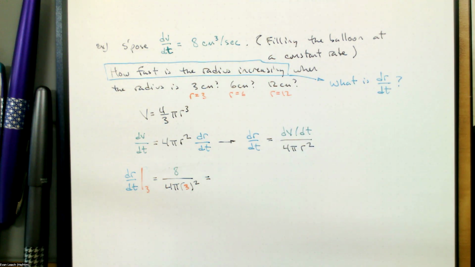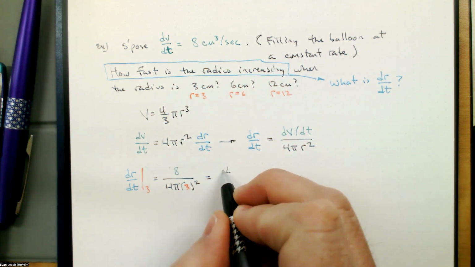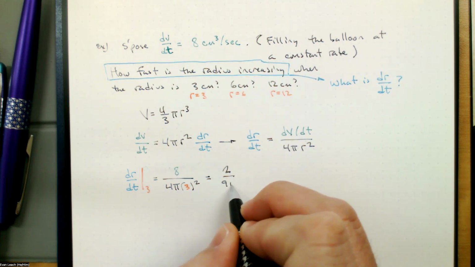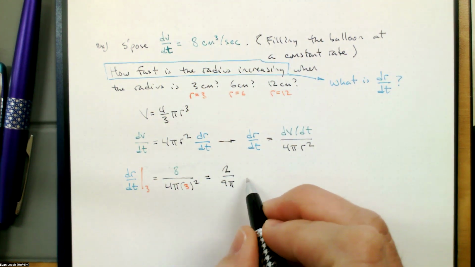So 8 divided by 4 is going to be 2. So we'll have 2 over 9 pi centimeters per second.